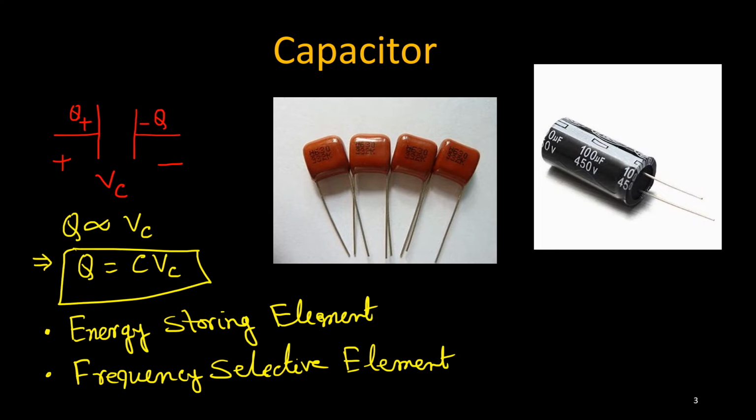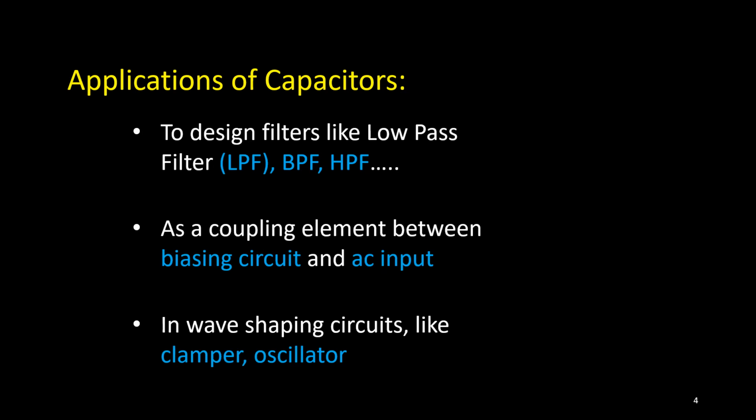Now it has several applications. These are few applications I have shown here. As I told you that it's a frequency selective element, we'll consider this capacitor as a basic component to design filters like low pass filter, high pass filter, band pass filter, band reject filter. So any sorts of filter we can design using capacitors and resistors. So we can go for active filters or passive filters, right?